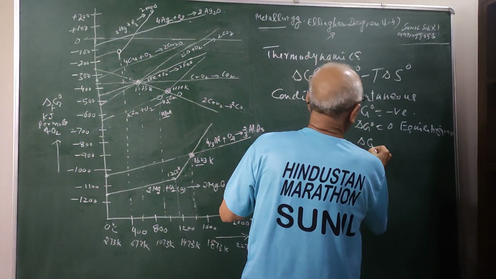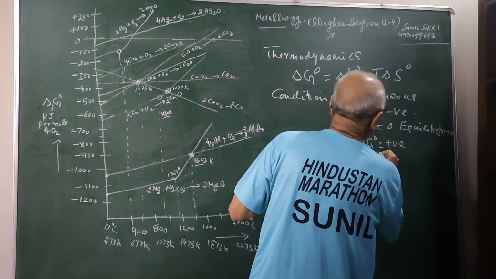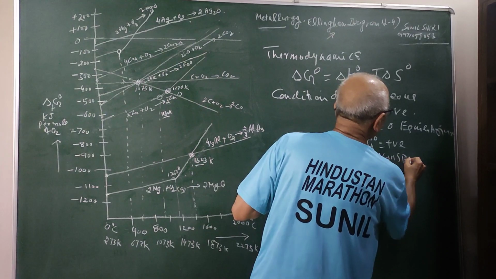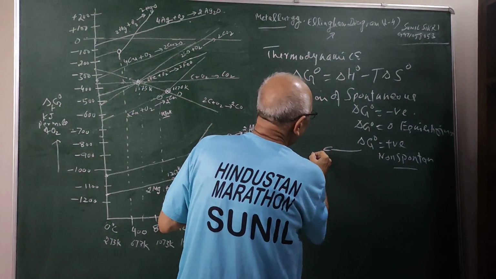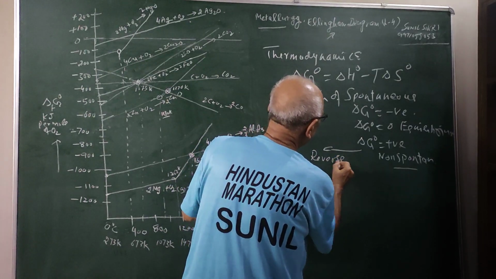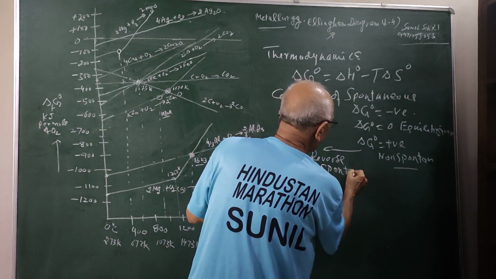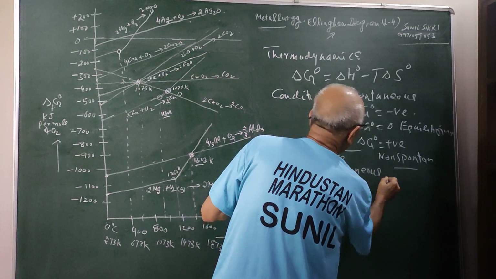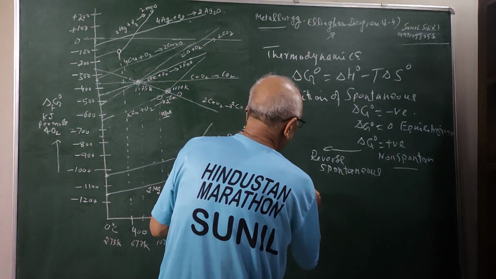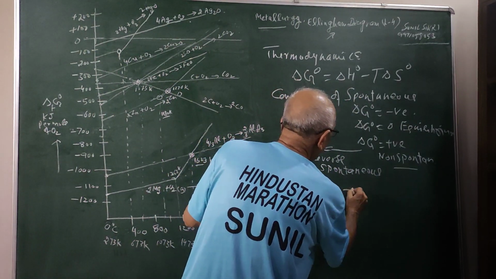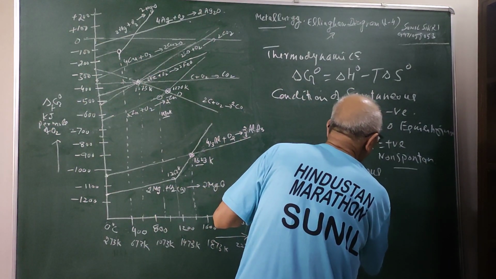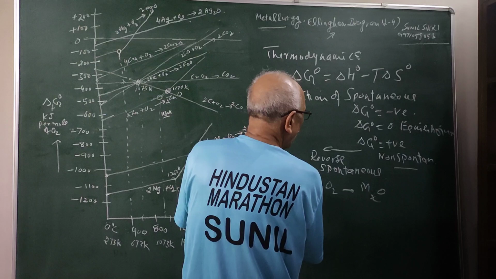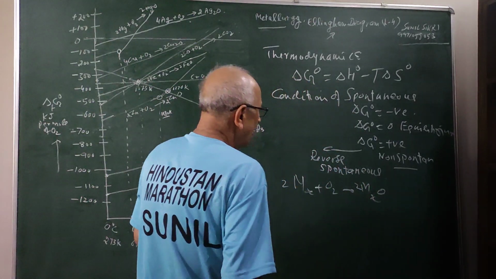And when delta G0 becomes positive, then it is non-spontaneous. That means the reverse will become spontaneous. In other words, if you have a metal and you have oxygen, what you are forming is metal oxides. So if you are forming metal oxides, what is the result?